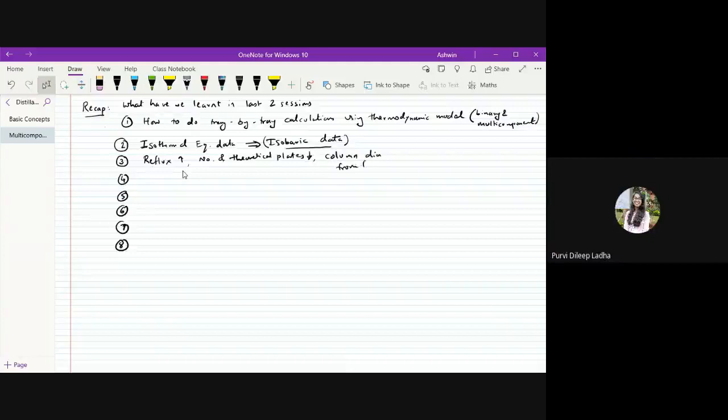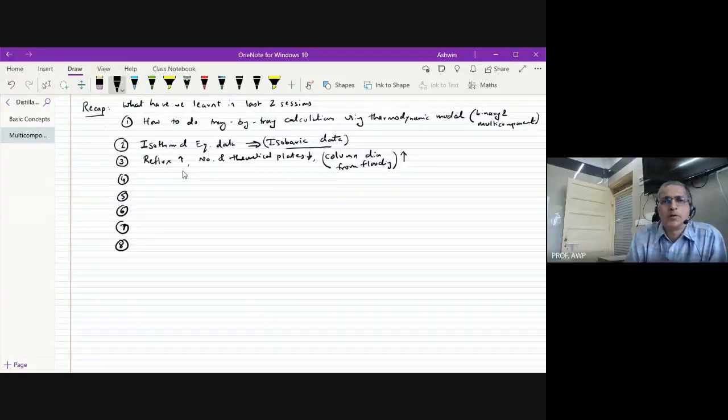No, sir. I was going to ask you, sir. I do not know how to find out the column diameter through flooding. There are different equations used. Sir, if there's any method we could follow to find it out. Okay, you will find that column diameter will increase, we'll discuss that. Okay, now anything else? So this we will discuss today.